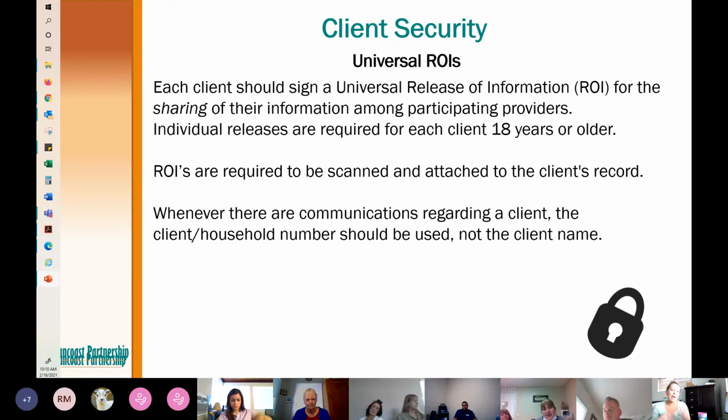We are working with clients that are in a very vulnerable state, and we need to protect their information as best as possible, which is, again, why we make it mandatory to have those universal ROIs added, scanned, and uploaded to our CSIS system, because we want to verify that the client has agreed to share their information. If there's no supporting documentation, we cannot add clients to community by name lists. We cannot have discussions about those clients without that universal ROI uploaded to the system.